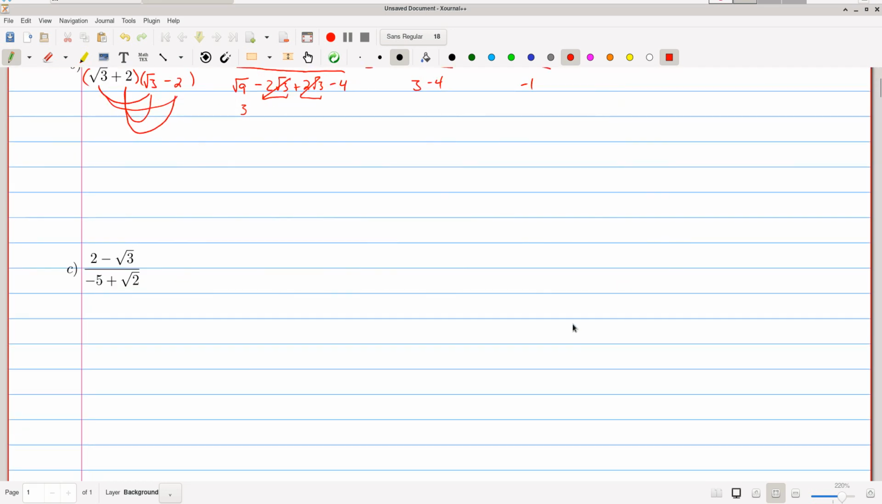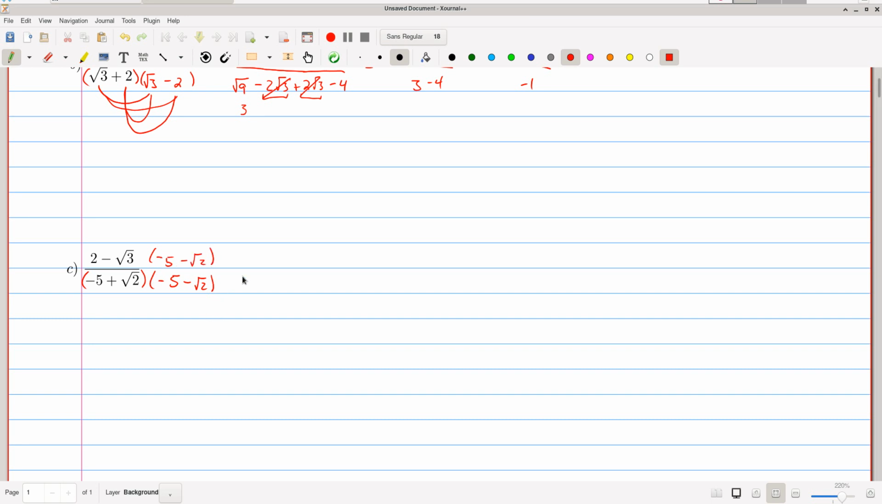C. 2 minus radical 3 over negative 5 plus radical 2. Again, because the denominator has two terms, we're going to fix this by multiplying by the conjugate of the denominator. So we're going to multiply by negative 5 minus radical 2. Whatever you do to the bottom, do the same thing to the top.